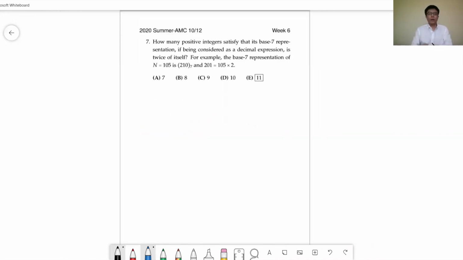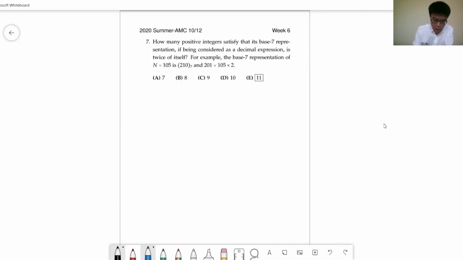All right, let's come to problem 7. So we want to count the number of these numbers whose base 7 representation, if it's considered as a base 10 representation, is twice the number. In other words, if we write this number from base 7 to base 10, it is doubled. So let's discuss the different cases.